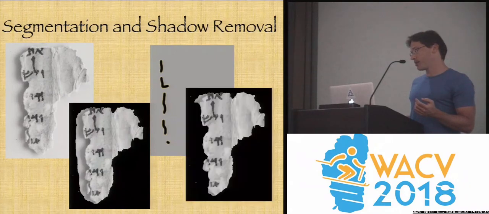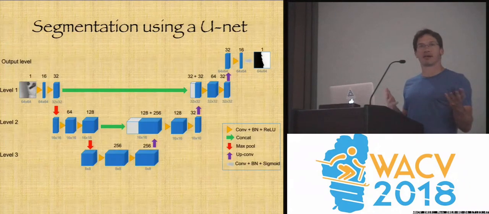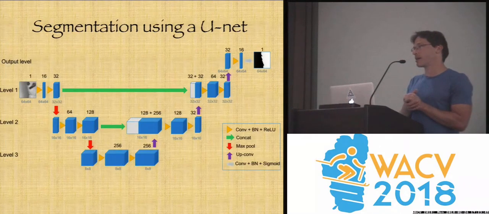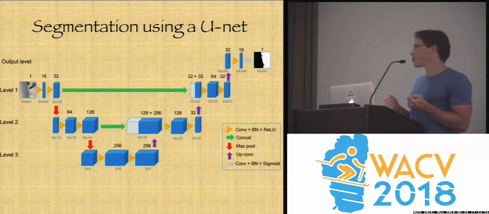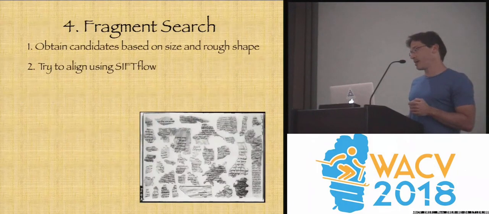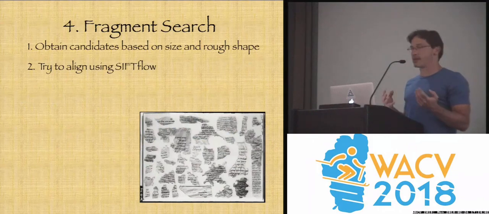So what we do is we train a deep neural network. In this case, the architecture is a U-Net. The input is the fragment or a patch of the fragment. The output is the segmentation mask that we obtain. So this was the preliminary step of obtaining the fragments.